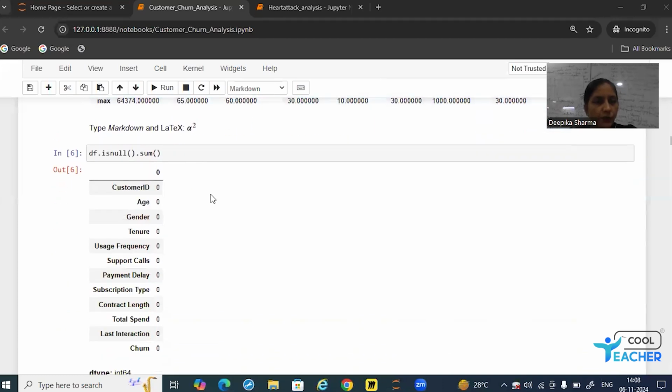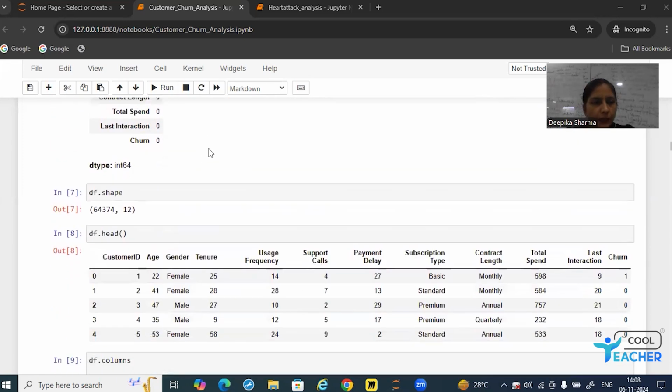After that, we are trying to find out whether this data set has any null data. Currently, inside this data set, there is no null data. Then df.shape shows nearby 64,000 rows in the data set.